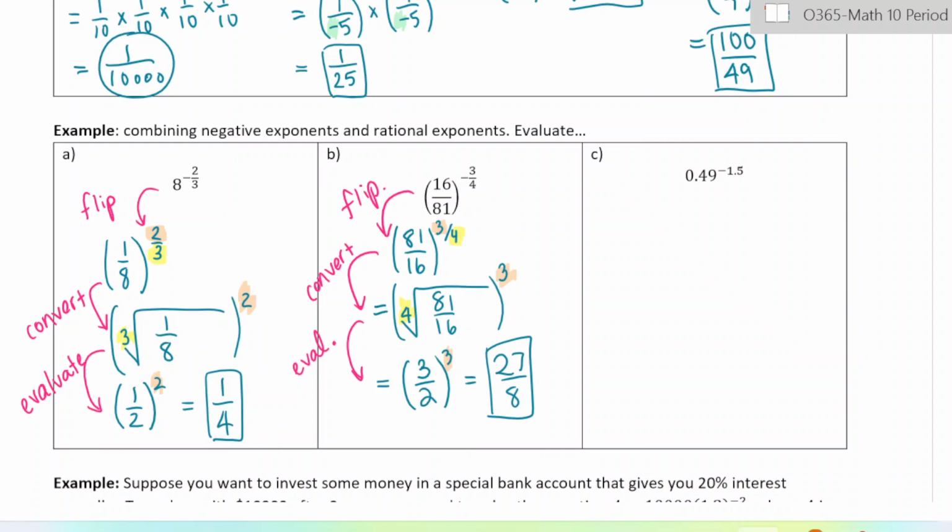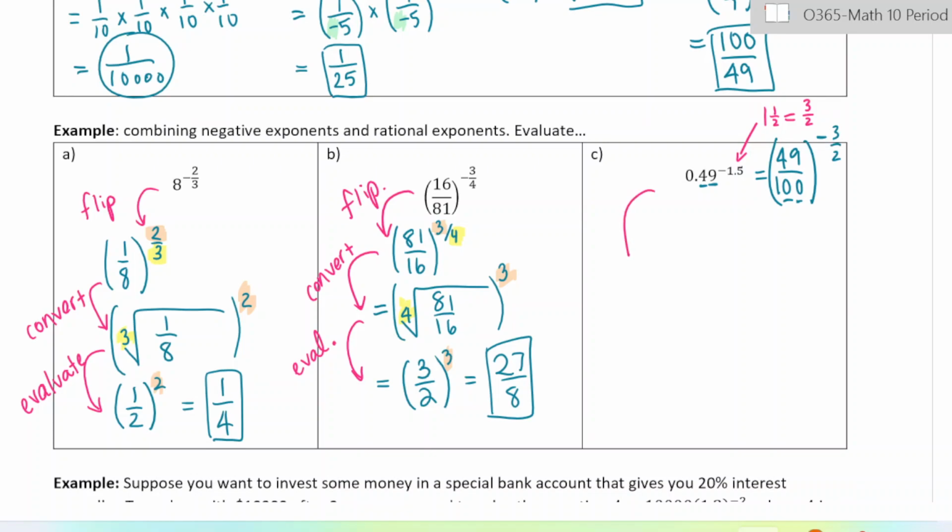All right, last one. We are going to change these to fractions first. 0.49, since there's 2 numbers after the decimal, is 49/100 with 2 zeros. Okay, and we've done 1.5 before. 1.5 is the same as 3/2. So this is going to be 49/100 to the power of negative 3/2.